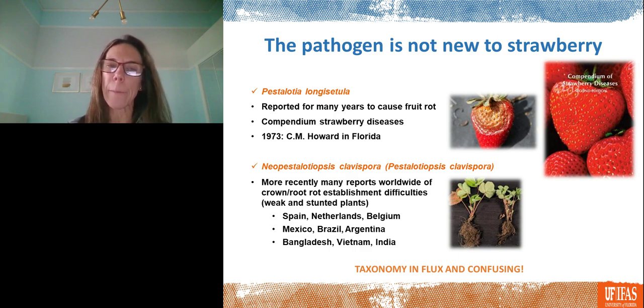More recently, there are several reports on different parts of the world, in Europe, in Asia, and the Americas, but mainly of problems with crown and root rot establishment in plants that are weak or stunted for some reason. And those reports have been describing it as caused by Neopestalotiopsis clavispora or Pestalotiopsis clavispora, and that's because the taxonomy of this group is a mess, and we'll talk a little bit more about that later on. But all those different names, just keep in mind as we move forward, is basically the same thing. We're talking about the same fungus, Pestalotia, Pestalotiopsis, and Neopestalotiopsis. It's just changes in the taxonomy.